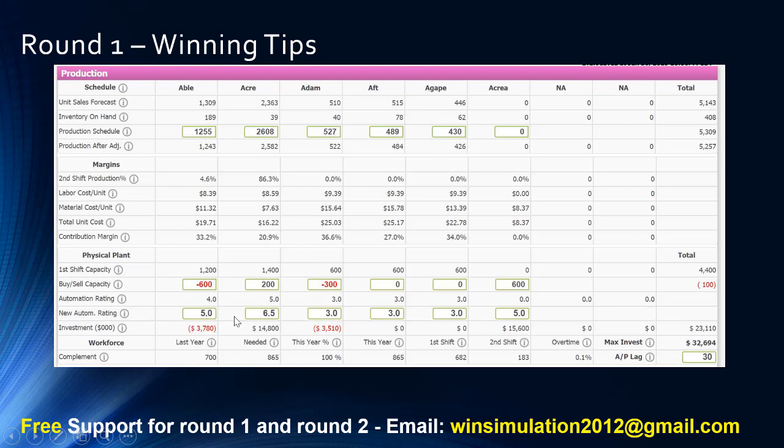Also, if we increase automation too fast, we don't have time for R&D, because higher automation requires longer time for research and development. So for example, in round one, we increase automation by 1.4 for the first one and 1.5 for the second one, and we keep the same for the third, fourth and fifth products. For the new low-end product, we can set automation at 5 or 6, depending on our limit of investment.